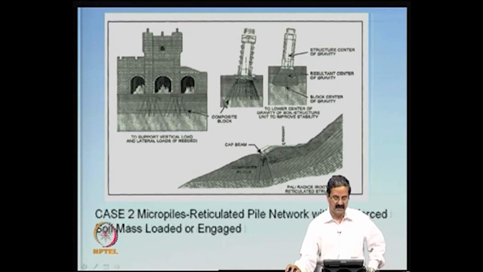Even so, what happens is that they create a composite block. For example, the center of gravity of the structure you can calculate, resultant things also you can calculate. Lowering the center of gravity of the soil structure unit is done to improve stability, and this is another example, for a slope failure here, where you have a strong soil here, somewhat weak bedrock here, then this typical soil. So, one can have this sort of micropile here as well.